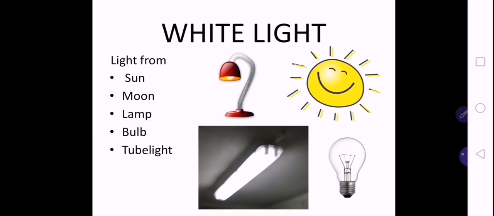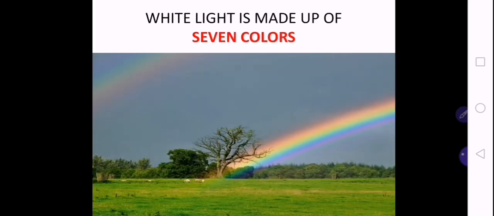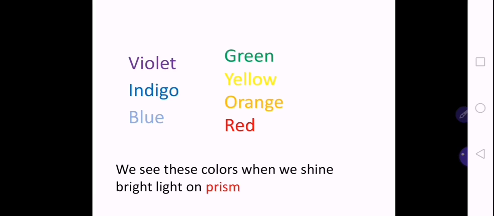Now let's talk about white light. If we see the light of a tube light, a lamp, light coming from the sun or a bulb, most of the time it looks white. But in the presence of white light, we are able to see so many colors around us. How is that possible? It is possible because white light is made up of 7 colors. Those are the same 7 colors you see in the rainbow, which are violet, indigo, blue, green, yellow, orange, and red. This white light which we see around us consists of these 7 colors.